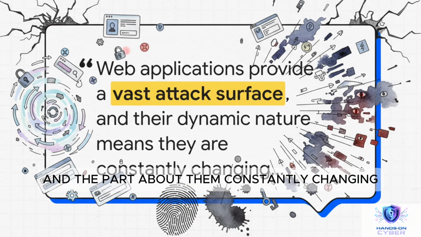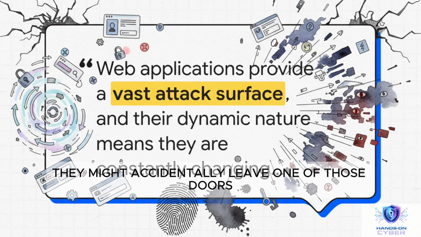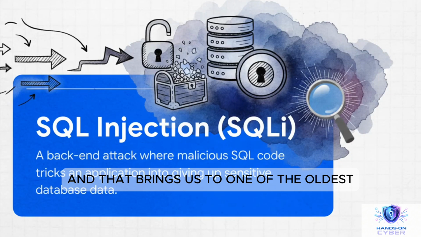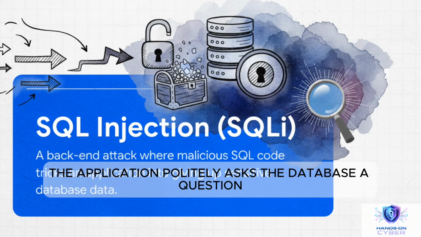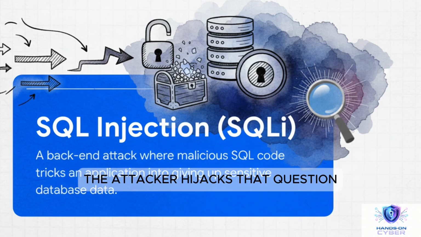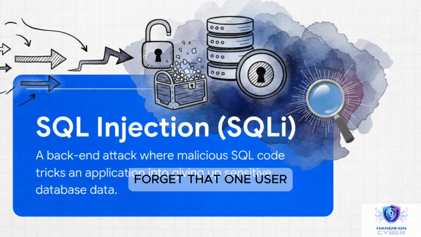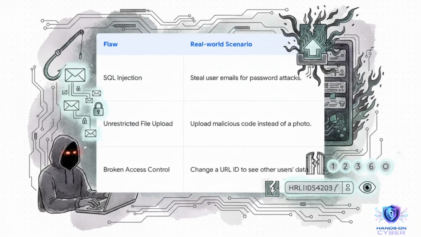And the part about them constantly changing? So true. Every time a developer adds a cool new feature, they might accidentally leave one of those doors wide open. And that brings us to one of the oldest, most notorious, and still scarily effective attacks out there, SQL injection. So normally, the application politely asks the database a question like, hey, can you find the password for this one user? But with SQL injection, the attacker hijacks that question. They change it to something like, hey, forget that one user, just give me a list of every single password you have, now.